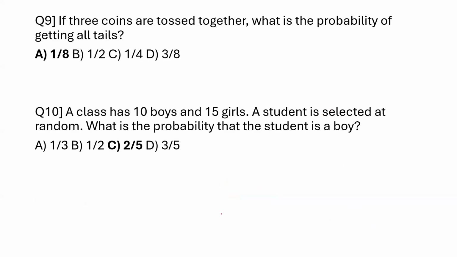Next is, if three coins are tossed together, what is the probability of getting all tails? We have already done a similar problem. So tails you can expect only T, only one possibility. How many total possibilities are there? 8. Please solve this question. A class has 10 boys and 15 girls. A student is selected at random. What is the probability that the student is a boy? How many boys are there? 10. How many total students are there? 25.